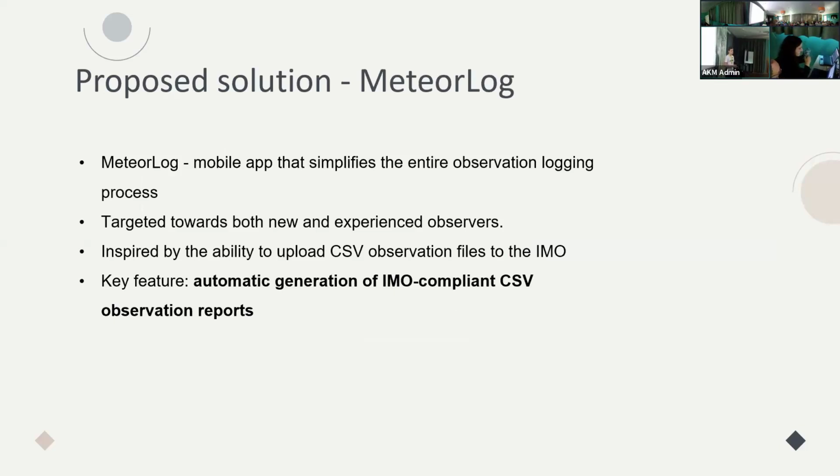The proposed solution is a mobile app called MeteorLog that enables you to log your observations. It's targeted at both new and experienced observers. Thanks to the new IMO method of uploading observations, this app generates a CSV file, which can simply be dragged and dropped into the IMO website, and most of the data is already filled in.